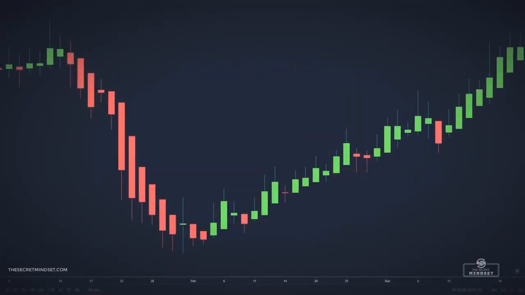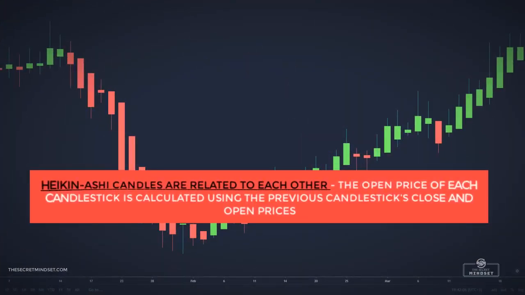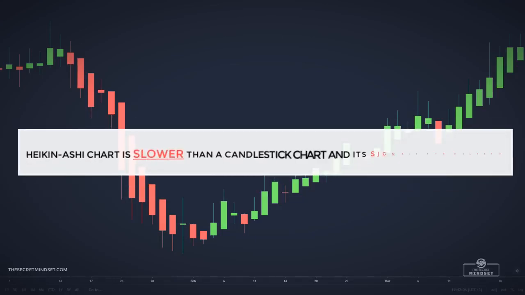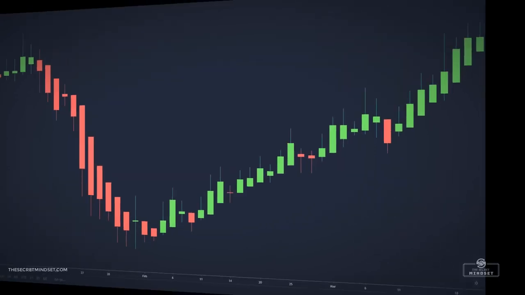So, candlesticks in a Heikin Ashi chart are related to each other because the open price of each candlestick is calculated using the previous candlestick's close and open prices. Also, the high and low prices of each candlestick are determined by the previous candlestick, so a Heikin Ashi chart is slower than a candlestick chart and its signals are delayed. They work somewhat like a moving average.